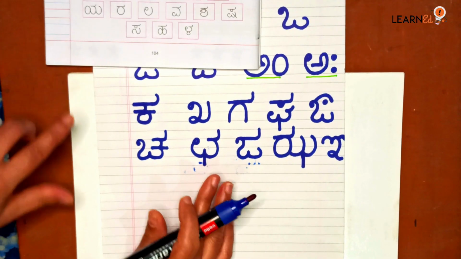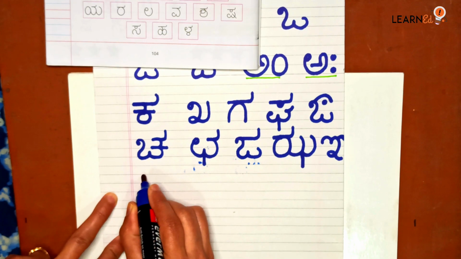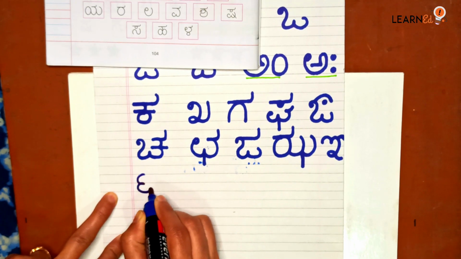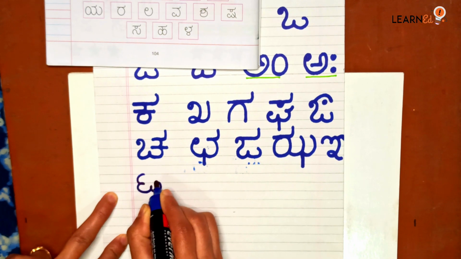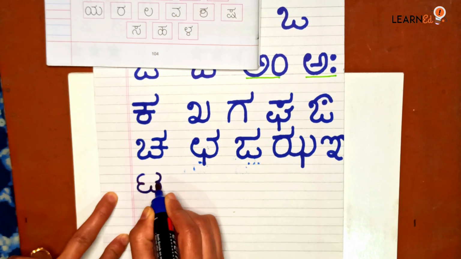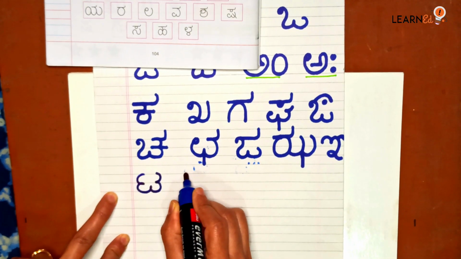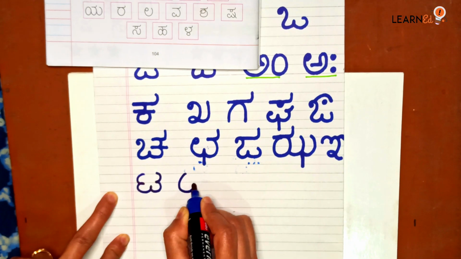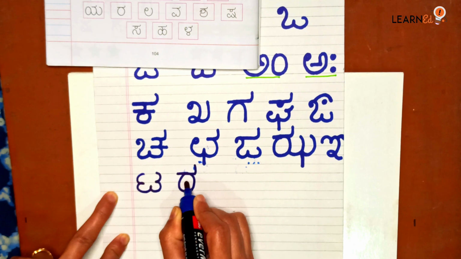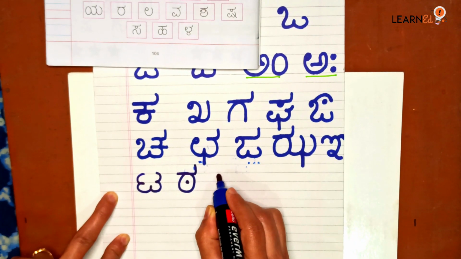Next letter is Ta. Ta, like this. Go inside here, go inside here and like this. Ta, you no need to make loops here. It's just like this, simple ta. Sleeping line, up and a dot in the center. Ta. Da.